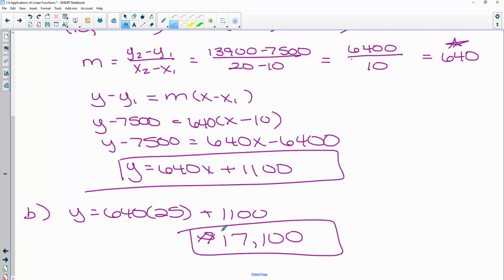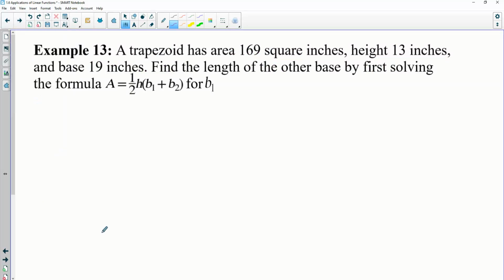Any questions about these break even and cost problems we looked at? The last thing in this section is just manipulating an equation to get a variable by itself. So that's the final piece. We'll do a couple of these and then I am finally done with this section.